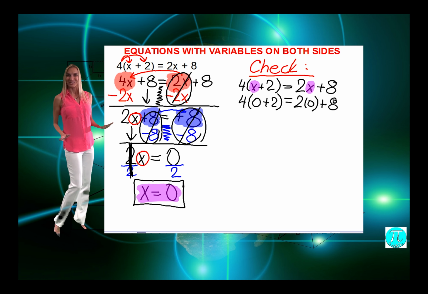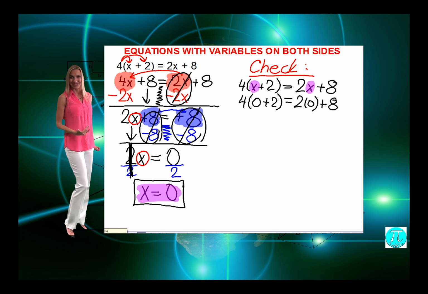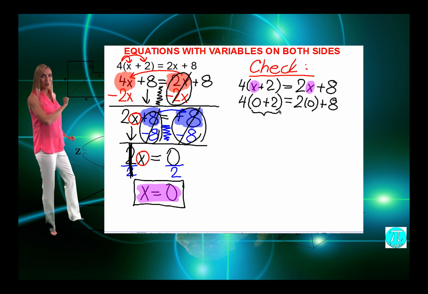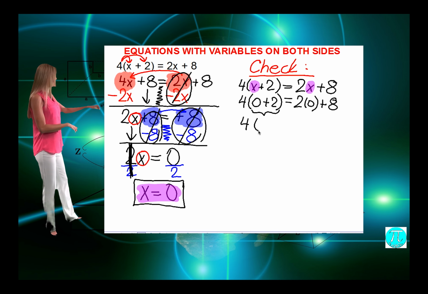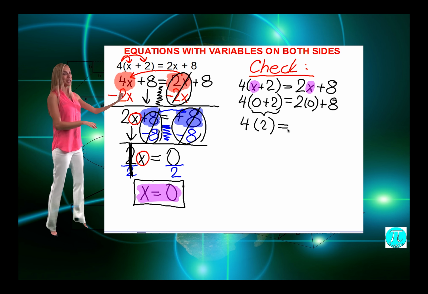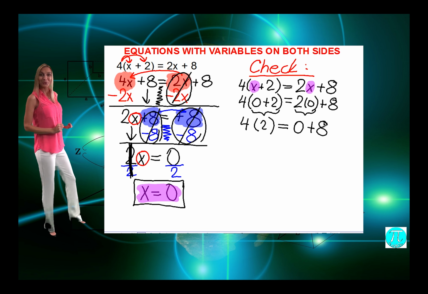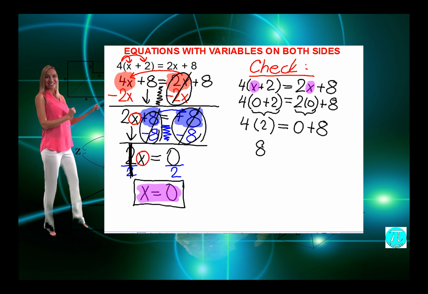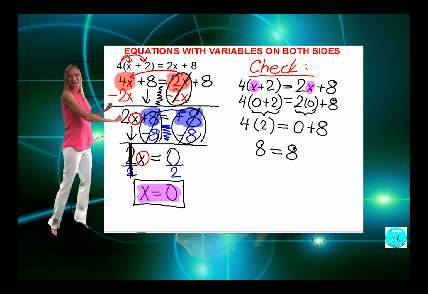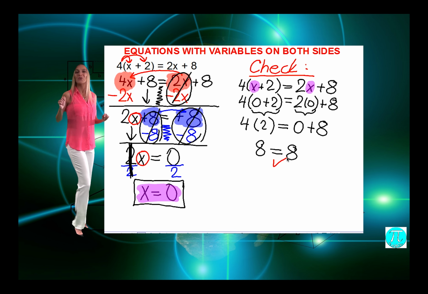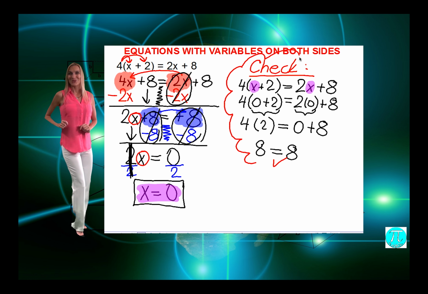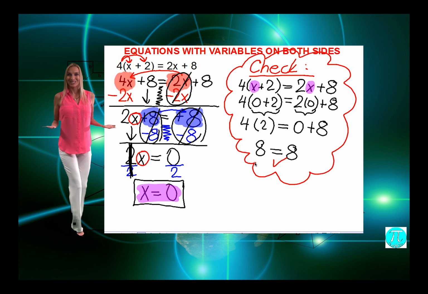Order of operations. We want to make sure we take care of our parentheses first, right? PEMDAS. So let's take care of it. What is 0 plus 2? That is 2. So 4 times 2, supposed to equal 2 times 0 is a 0 plus 8. Now what is 4 times 2? Which is 8. And that equals, on the other side, we'll just have the 8. So we have solved this problem, and both sides of the equal sign are identical, so it does equal each other. We're good.